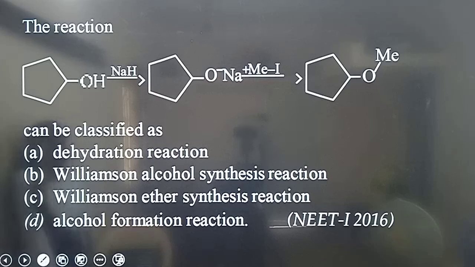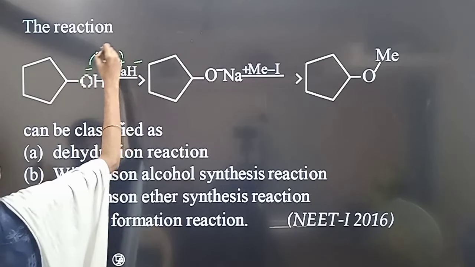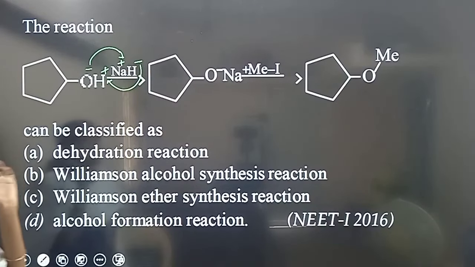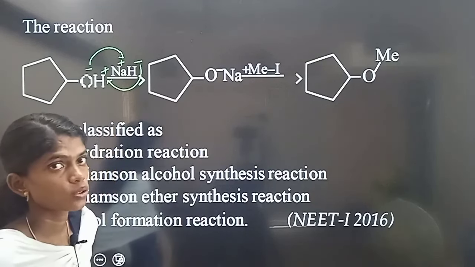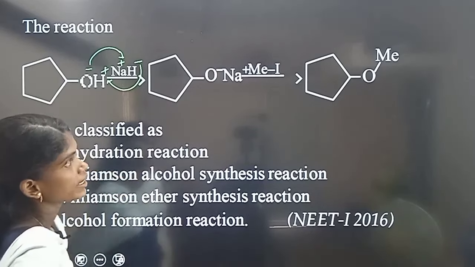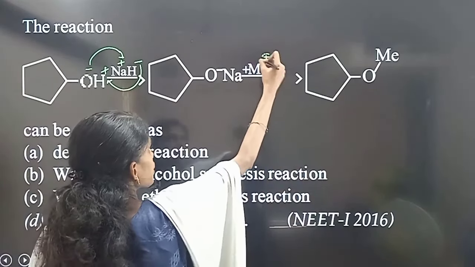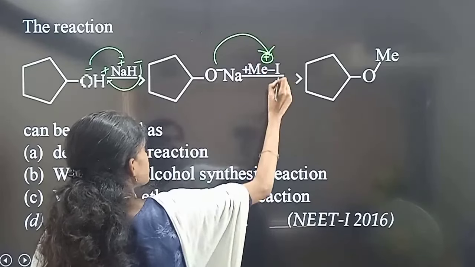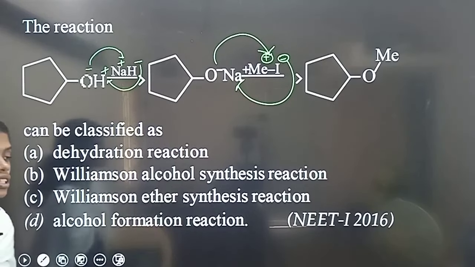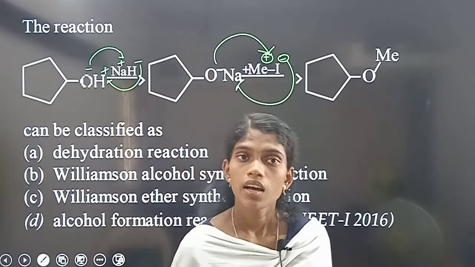Okay. So here O minus, H plus, Na plus, H minus. Okay. Cyclopentanoxide. So sodium cyclopentanoxide is reacting with methyl iodide. So Me plus, O minus will be attacking this. This is I minus, this will be attacking the sodium. So we will be getting cyclopentyl methyl ether.